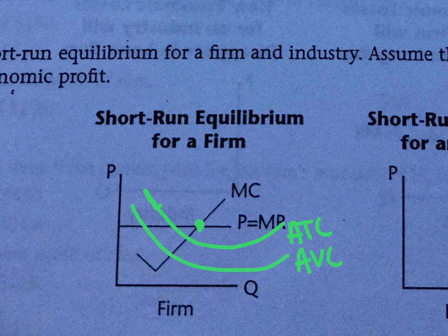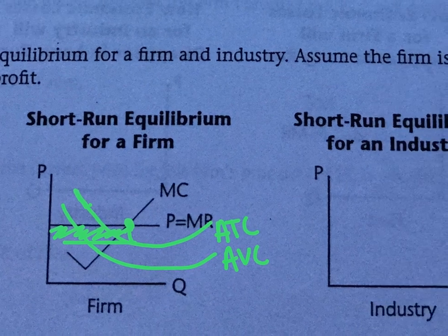And that vertical distance between your marginal revenue equals marginal cost point and your average total cost, that vertical distance represents your economic profit. So that would be true for the firm.